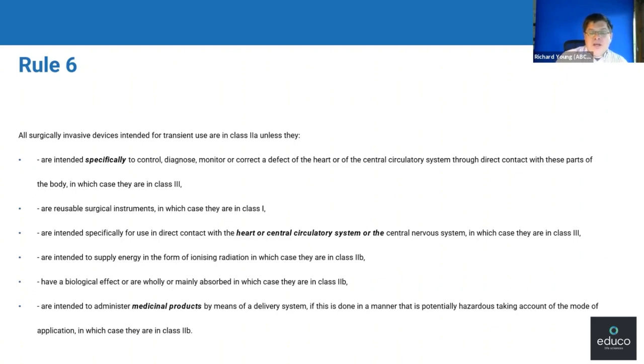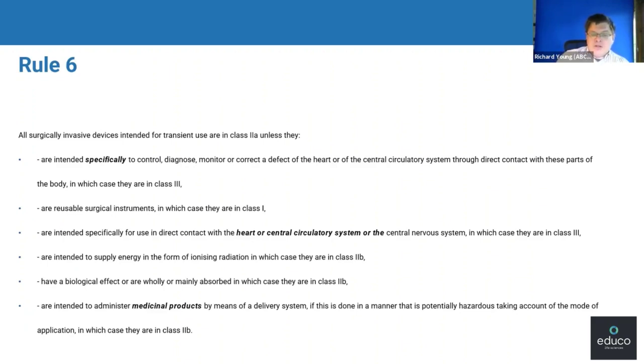Are intended to supply energy in the form of ionizing radiation. So this could be things like X-rays and things like that would start falling under this 2B definition. Have a biological effect or are wholly or mainly absorbed. So this could be things with coatings and materials that might be absorbed into the body, things like some sorts of sutures. It could be coatings on materials like hydroxyapatite. Coatings could make this a class 2B product if it doesn't get a higher classification elsewhere.